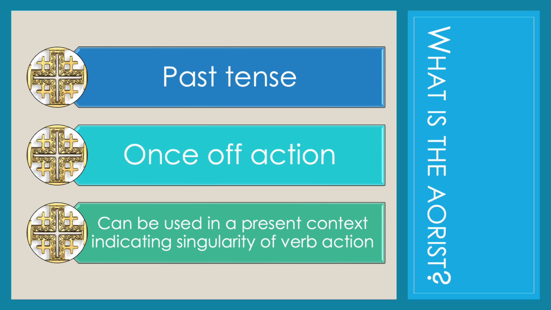So let's start by looking at what the aorist tense is. The aorist tense is a past tense that indicates a once-off action in the verb. Sometimes the aorist is used in the context of a present tense verb to indicate singularity in the verb action, so it indicates something has only happened once. But that would be alongside the present tense in a way that you'll already know that it is in the present. Most of the time, the aorist is used as a once-off past tense.